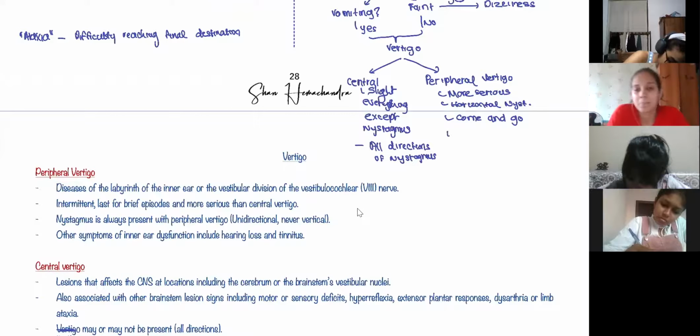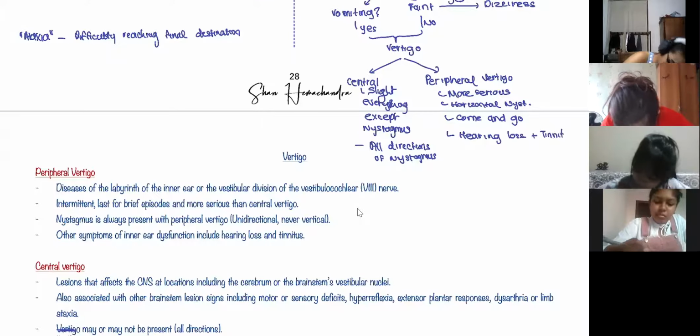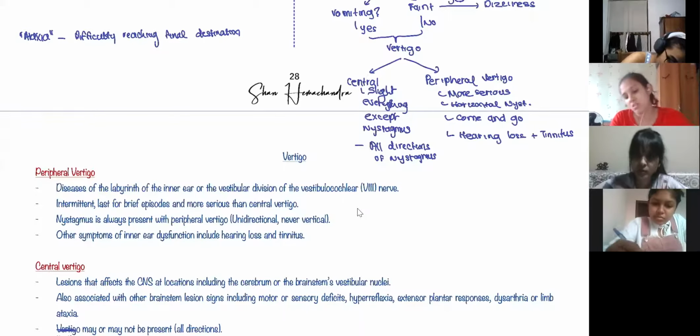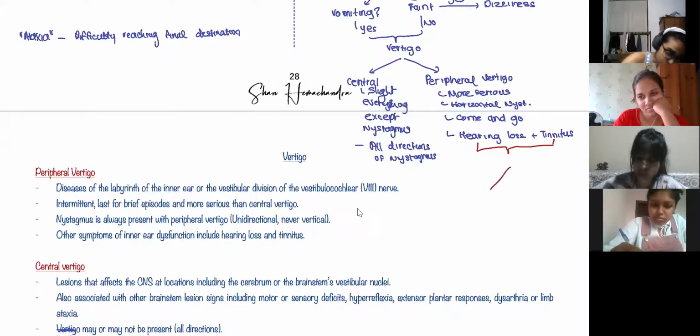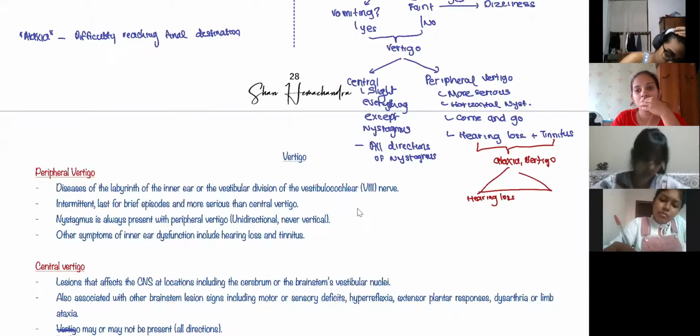And one more thing, there can be hearing loss plus tinnitus, ringing sound of the ear. Any 4th, 5th year who has studied ENT, can you tell me what is the disease in which you get all three of this? In this disease, you get ataxia, vertigo, hearing loss, and tinnitus. Can you tell me the disease?